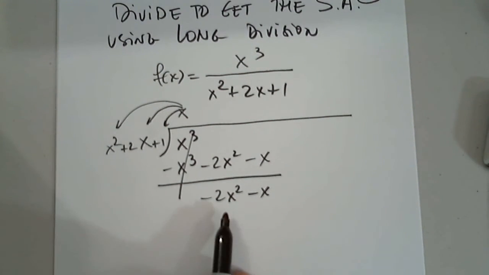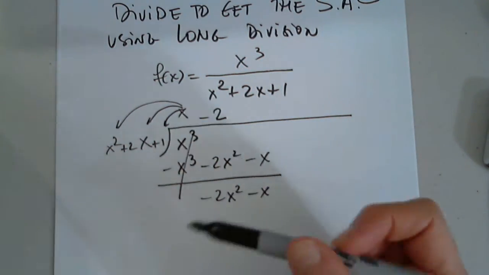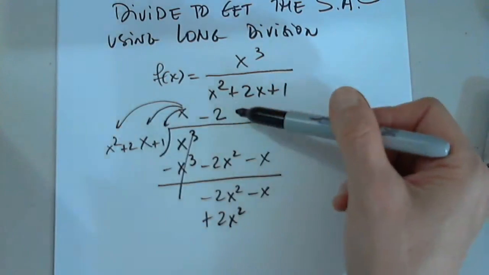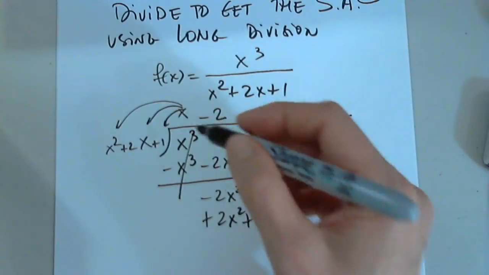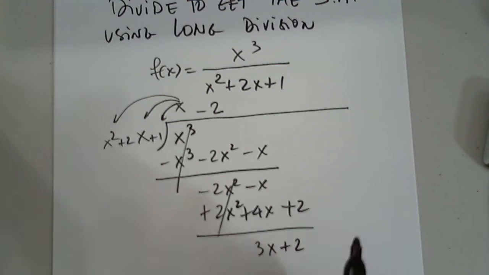X squared times what is this? Minus 2. Negative 2 times x squared, and change the sign. Negative 2 times 2x is negative 4x, change the sign. And then negative 2x plus 2. And this is 3x plus 2.